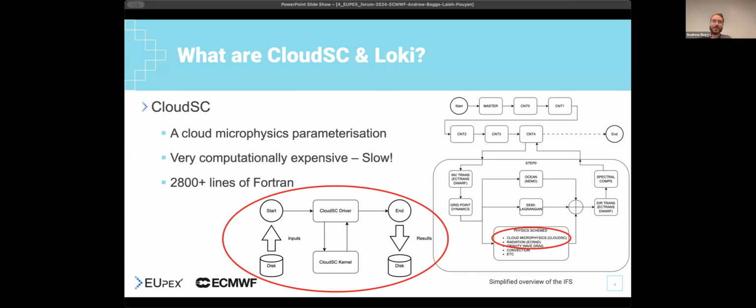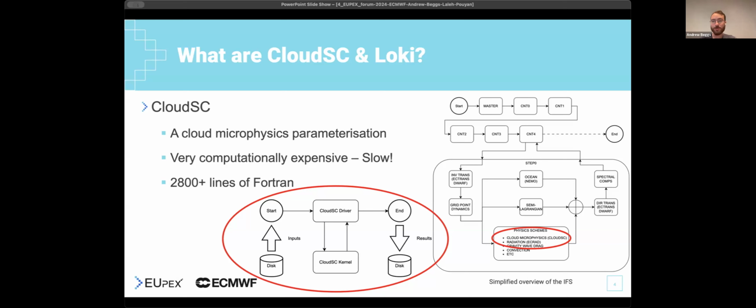So let's start off talking about what actually are CloudSC and Loki. CloudSC, as the name implies, is a cloud microphysics parameterization scheme. It's extremely computationally expensive and therefore slow. Whenever you have to have 4 forecasts a day, every 6 hours, you want to be as fast as you can, because you want to have a little bit of leeway. And once you get to the point that you're fast enough, you can increase your resolution. So it's a desirable thing for us to optimize.